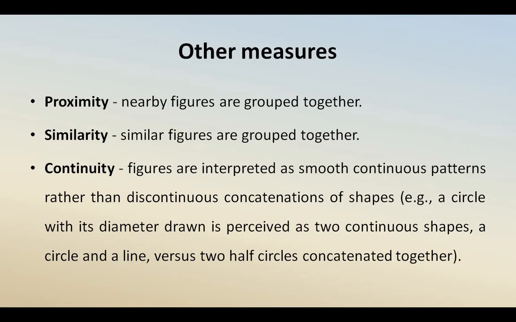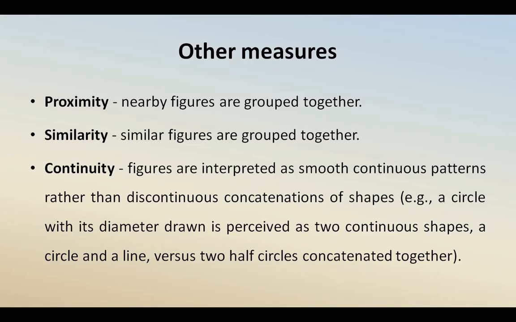What does it mean? A circle with its diameter drawn is perceived as continuous shapes, a circle and a line, versus two half circles concatenated together. That means continuous patterns. What are the patterns which are continuous? Similar patterns, or continuous shapes, can be taken into consideration as one together. Or if dissimilar patterns are there, they can be kept aside.